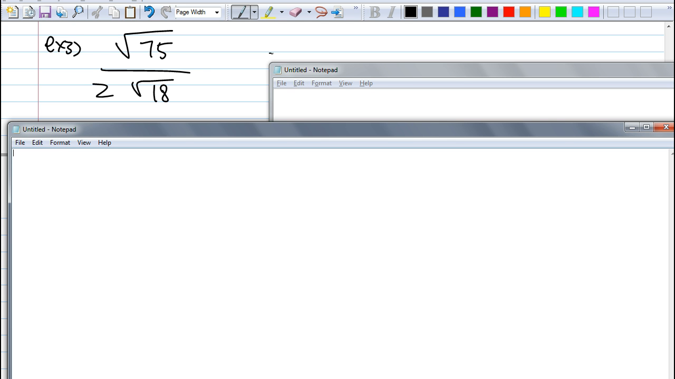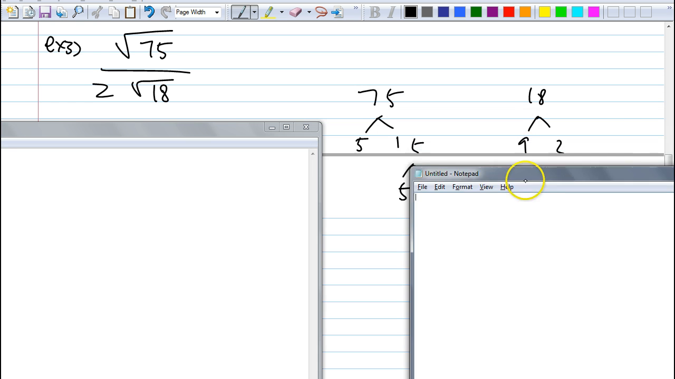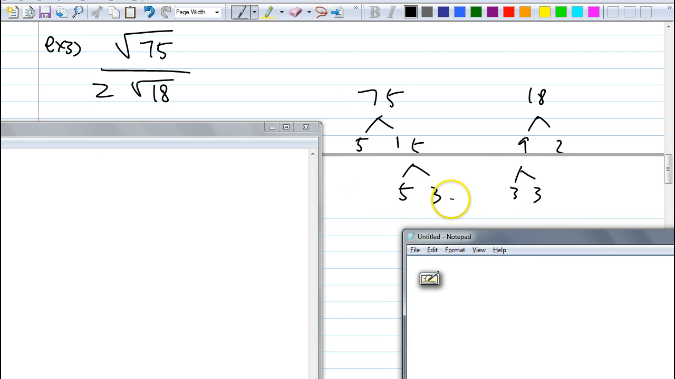Don't try to just rationalize the denominator from the top, because then you could do it, but you have to simplify a lot more. Okay, go ahead, everybody try. I'll wait. So how many people did the factor tree for 75 and got something like this? I got 5 times 5 times 3, and then for 18, I got 3 times 3 times 2. Is that okay? Yes. Do you see how we have a perfect square of 5 here for 75?